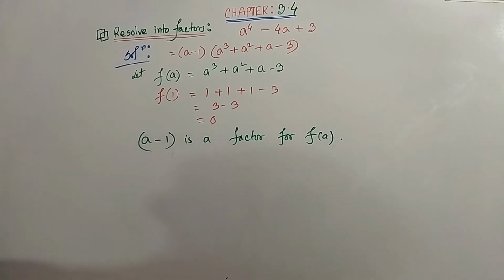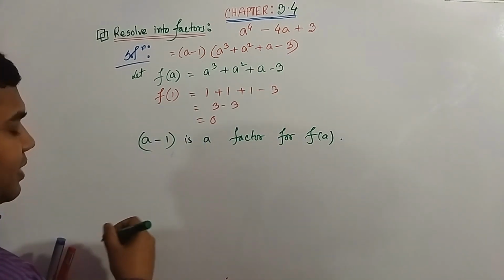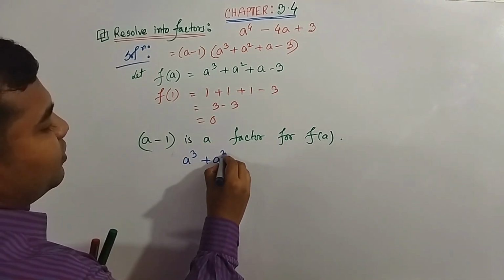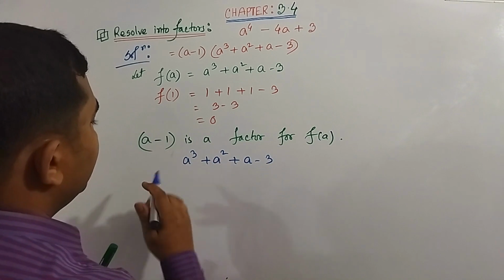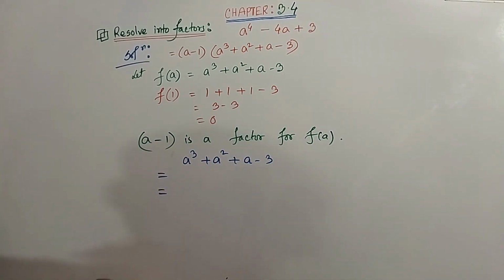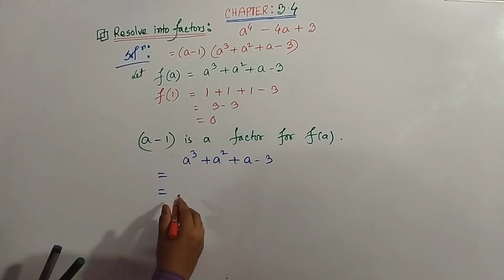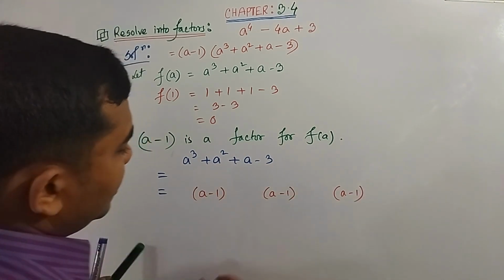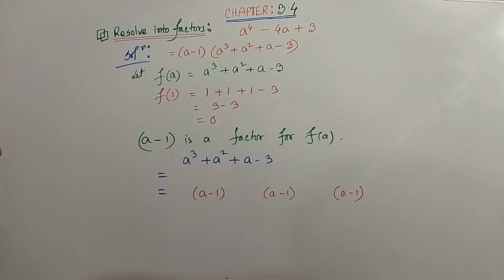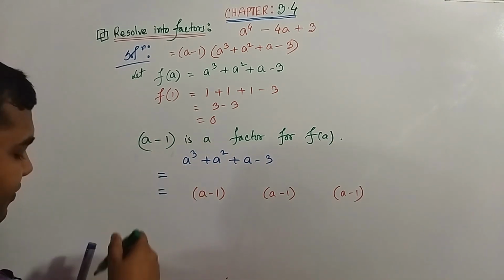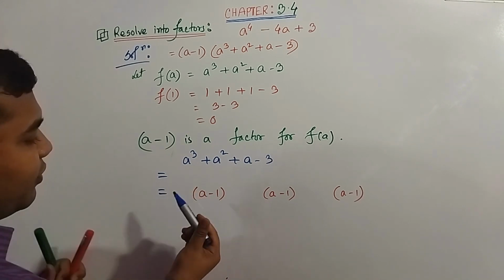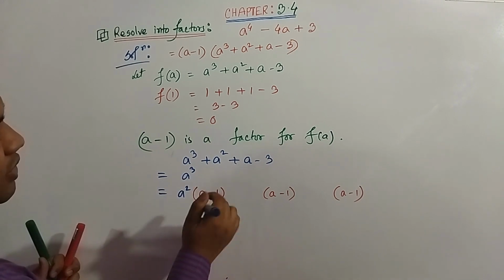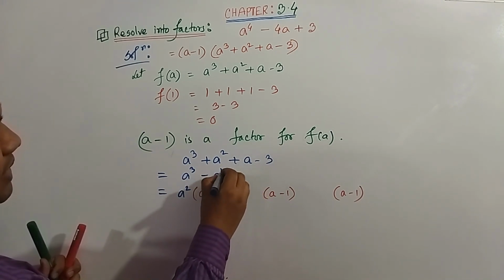So again we'll calculate up to that part. Here was a cube plus a square plus a minus 3. If we calculate this, we'll write here a minus 1 at least 2 or 3 times, then multiplying by a square, we need to find the a cube first. For finding a cube we multiply it by a square into a cube, a square into minus 1, that is minus a square.